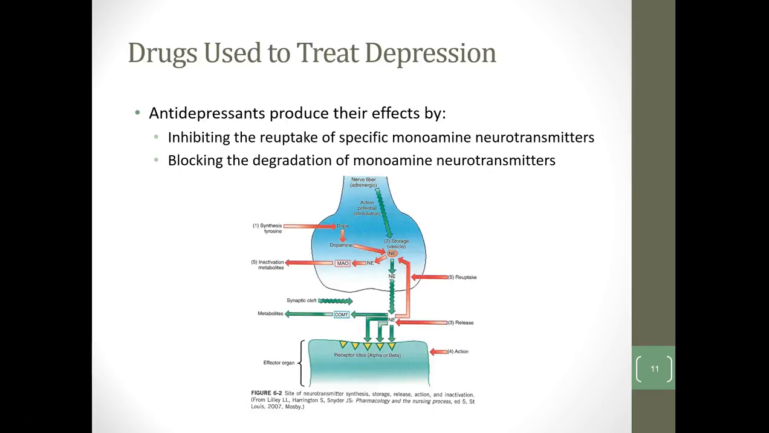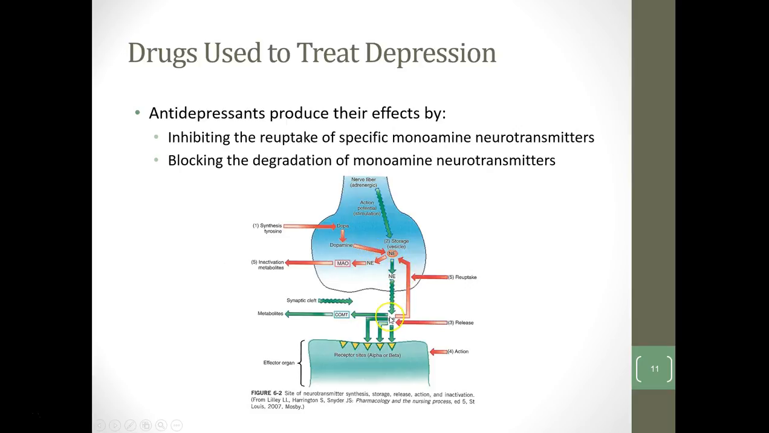So drugs used to treat depression, how they produce their effect is by either inhibiting the reuptake of specific monoamine neurotransmitters or blocking the breakdown. So if we inhibit the reuptake, here we have a picture of a neuron terminal end, and norepinephrine is the neurotransmitter that's coming across to connect with our receptor sites on the effector organ, so either alpha or beta adrenergic receptors. So it comes over, and when the green hits, it means that it stimulates the receptor.